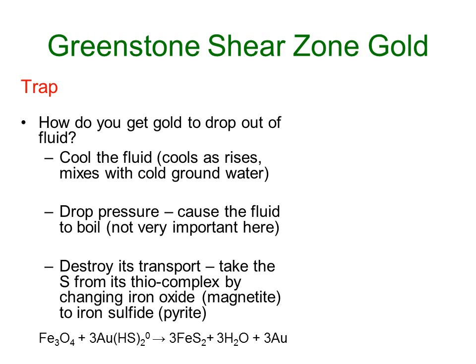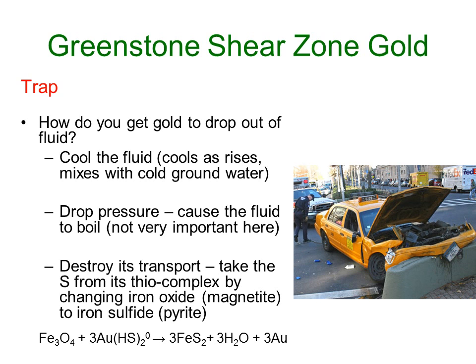So a more effective way to get the gold to deposit in mesothermal veins is by causing the thiocomplex to break down, leaving the gold with no way to continue its ride to the surface. In effect, you're destroying gold's taxi and leaving it stranded by the side of the road. How do we do this? Well, by reducing iron oxides in certain wall rocks, such as banded iron formations or mafic volcanics, and this reaction ties up the sulfur with the iron to produce iron sulfide or pyrite, and leaves you with native gold.